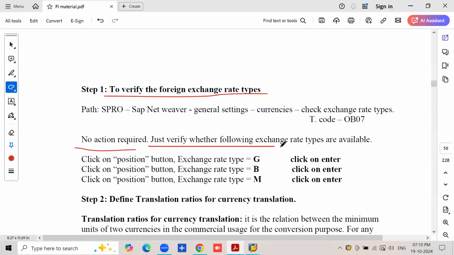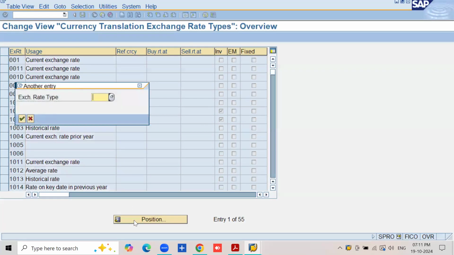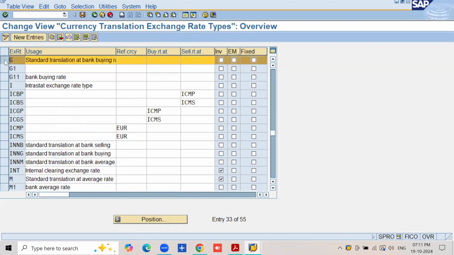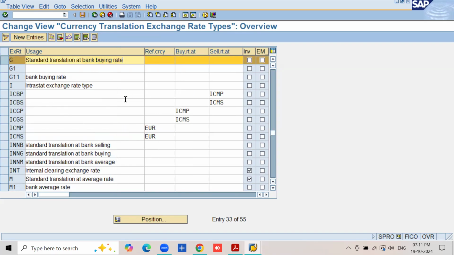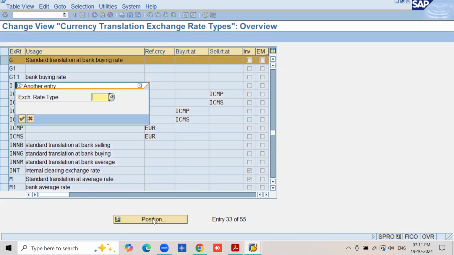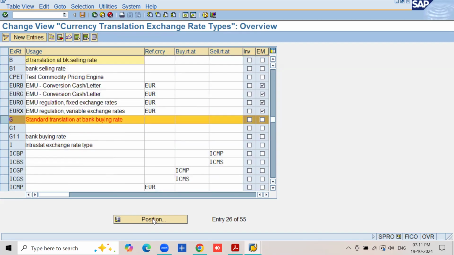Just to verify whether the following exchange rate types are available or not. Click on position. Exchange rate type is equal to G. Click on enter. See, G is already available there: standard translation at bank buying rate. Then click on position. Exchange rate type is equal to B. Click on enter. See, B is also available there: standard translation at bank selling rate.